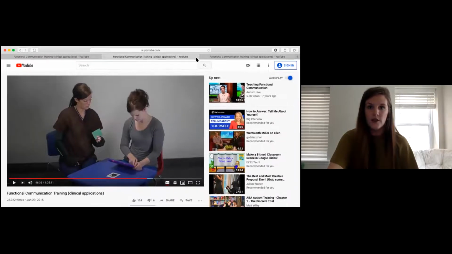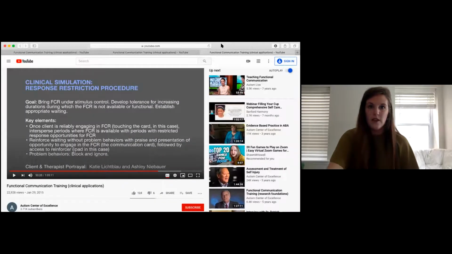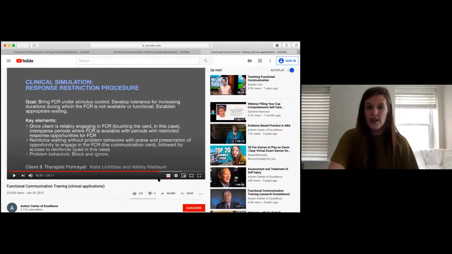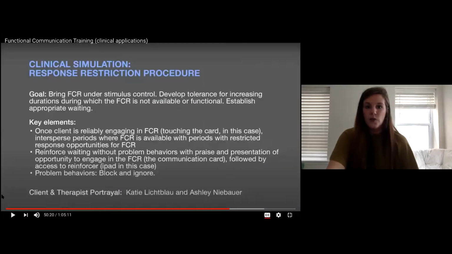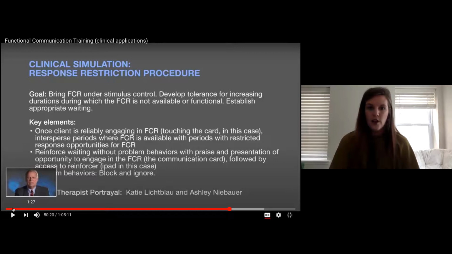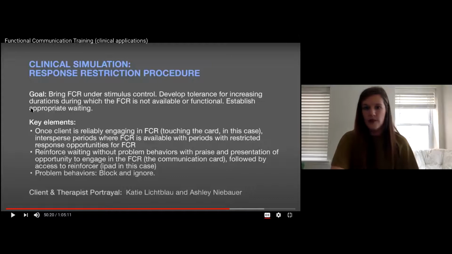So here is another example as well, and this is increasing the tolerance for the delay. So when they're reliably touching the card, we're going to increase times where it's available, and then also times again when it's not available. Increasing praise for waiting without problem behavior, and then getting access to the reinforcer, which again in this case will be the iPad.